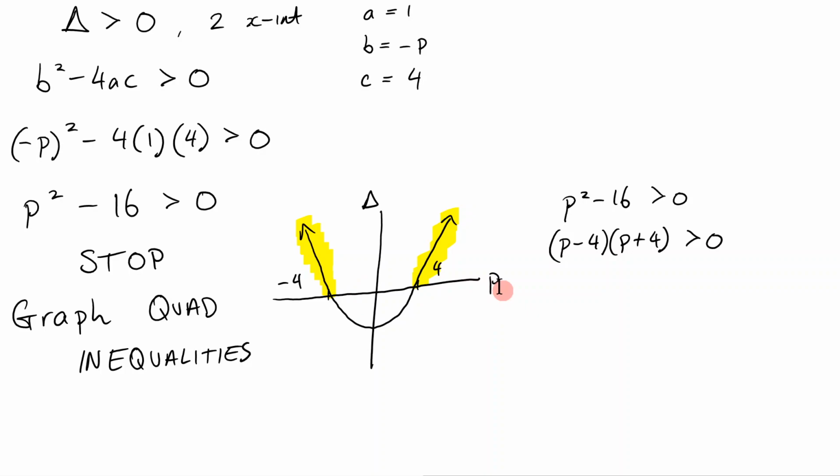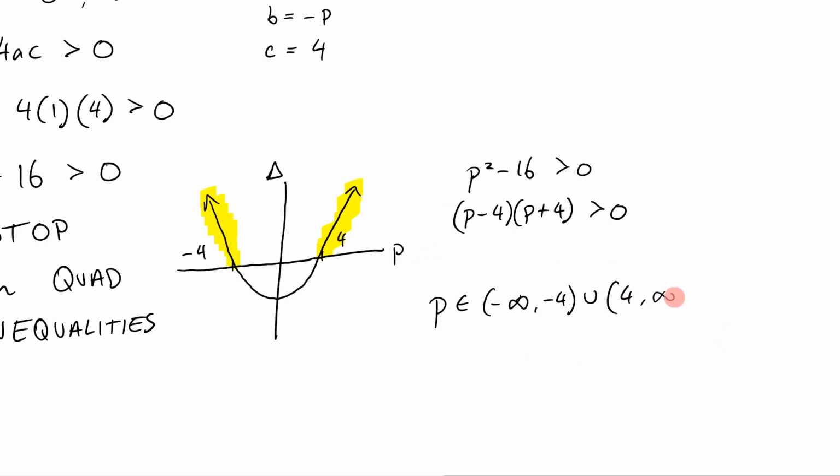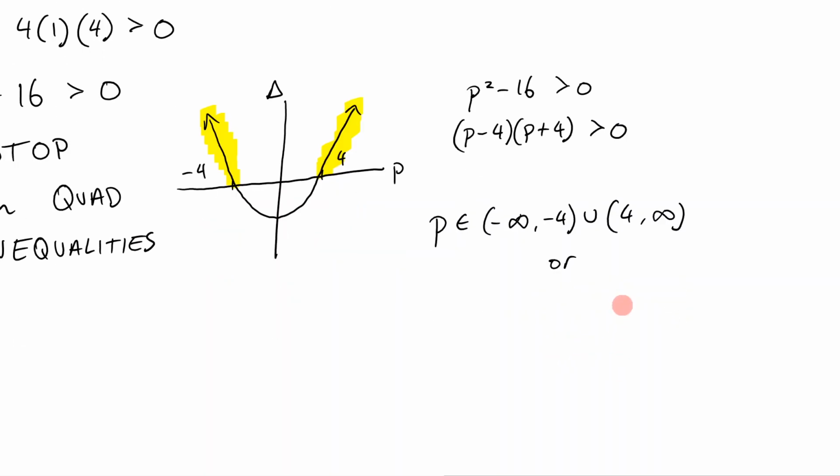So for what values of p is my discriminant greater than 0? Well, it's going to be, let me get a pen. It's going to be p is an element of negative infinity to negative 4 with the union of 4 to infinity. Now there is another way for you to write this. You could use this notation right here. You could say, p is less than negative 4 or p is greater than 4.